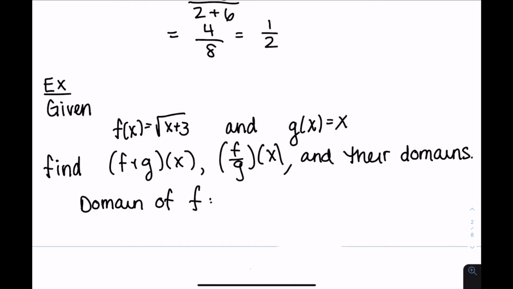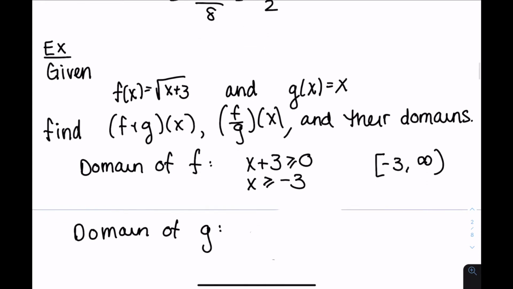So we've got a square root. We need what's underneath the radical to be greater than or equal to 0. So x has to really be greater than or equal to negative 3. So the domain of f would be from negative 3 to infinity. When we look at g, there's no problematic numbers. So really the domain of g is negative infinity to infinity.